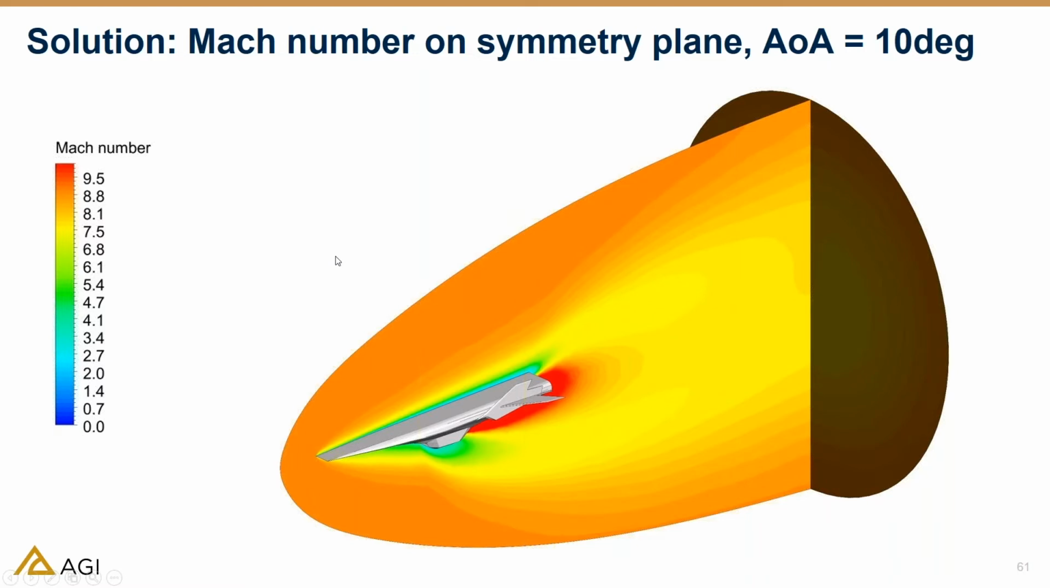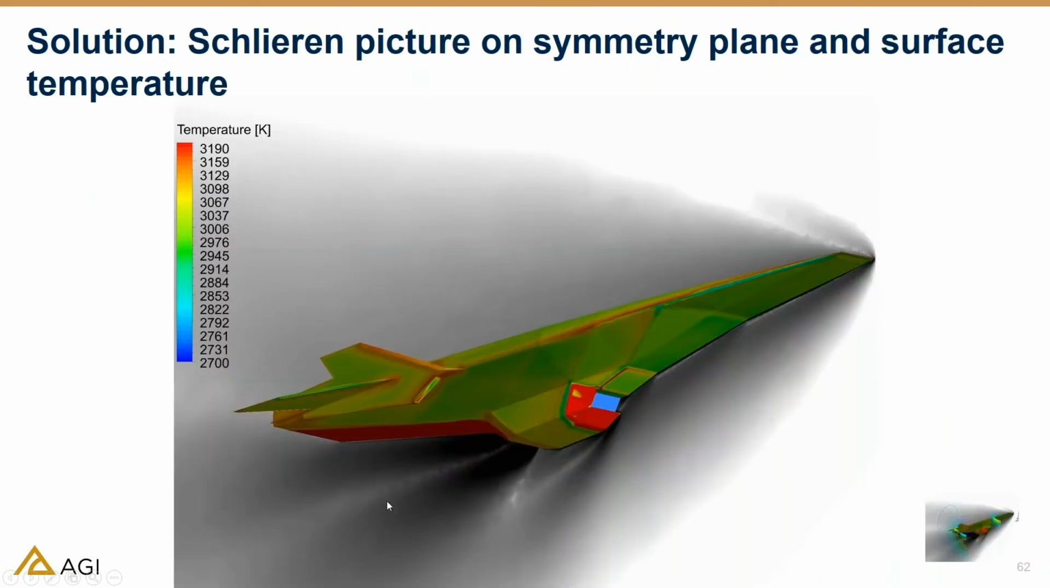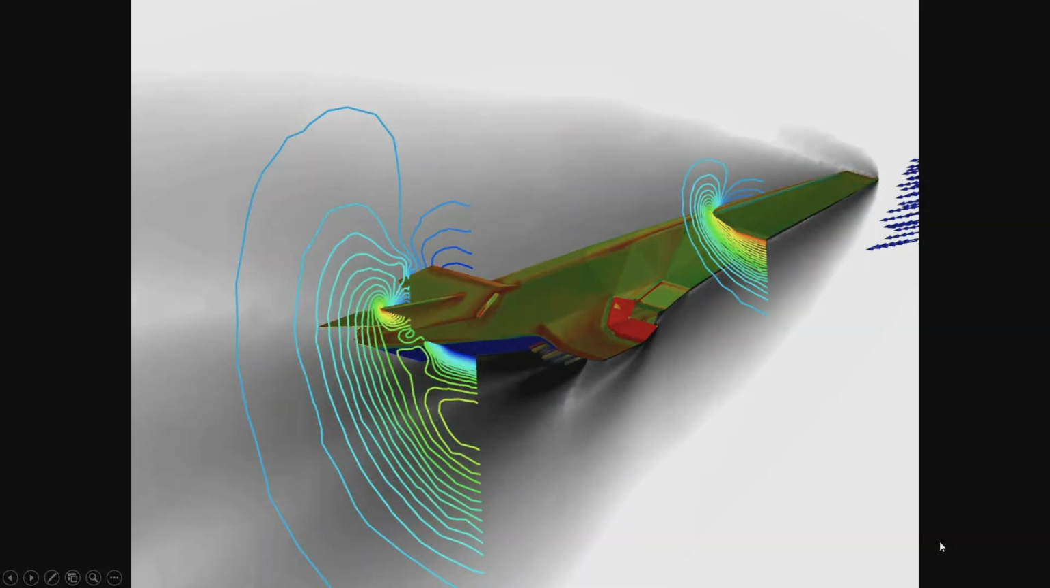And these are some of the results. We're looking at a cross plane on the plane of symmetry of the vehicle for the Mach number, and we can see the plume coming out from the scramjet at the back, and we can see the shocks in the front. And this one is just a different view in which we are plotting a simulated Schlieren picture. So what I'm plotting over here is the density, the gradient of the density. So we can see the shock, and we are coloring the surface of the vehicle with the temperature.